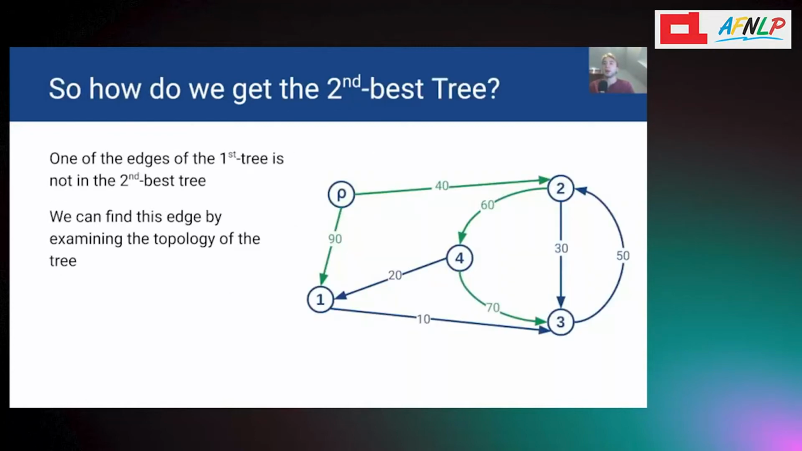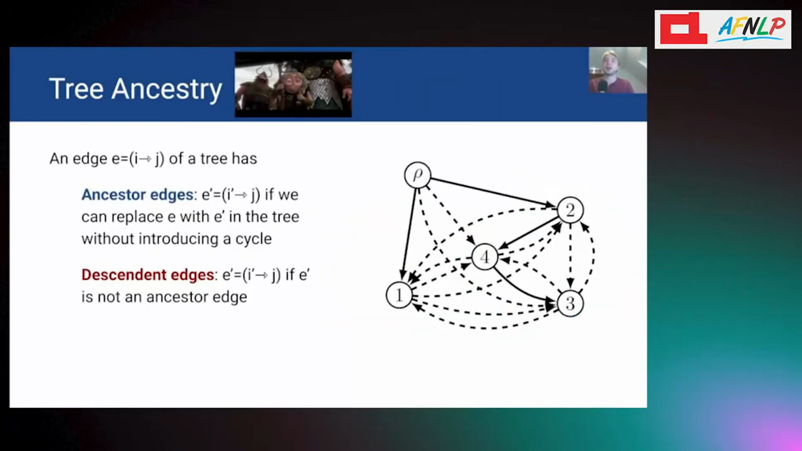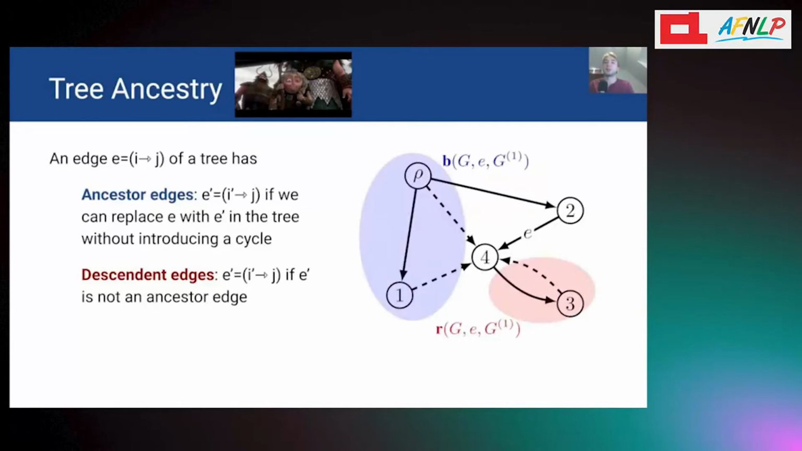So now how can we find the second best tree of a graph? We importantly know that there exists at least one edge of the best tree that is not in the second best tree, and we can find this edge by examining ancestor edges of the tree. Consider the fully connected graph whose best tree is given by the solid edges. The ancestor edges of the tree are those we can swap out with an edge in the tree without introducing a cycle. For example, the ancestor edges incoming to node 4 are highlighted in blue.